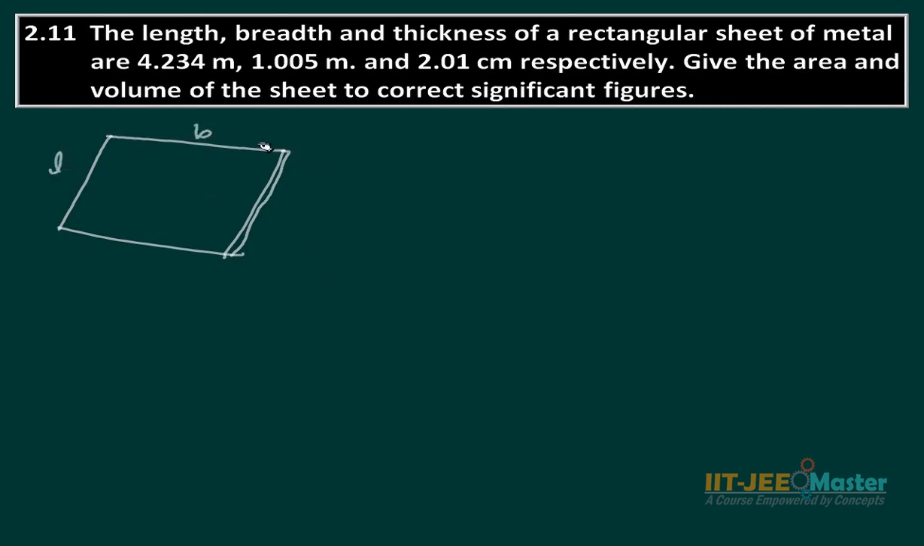This is L into B. L into B is the area, that is 4.234 into 1.005. If you calculate this, it will be 4.25517, but I am including up to 4.2551. If you write only area, that is L into B, you have to use only 255 after the decimal. You have to use only 4 significant digits, and this will be your answer.